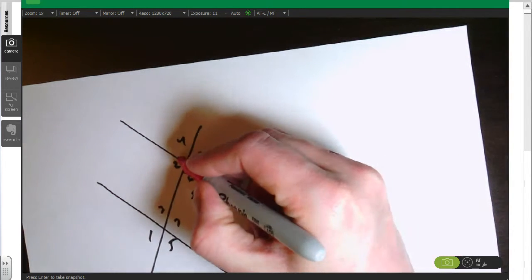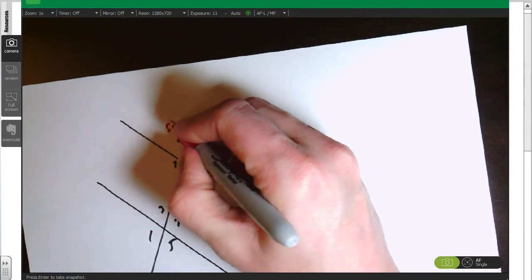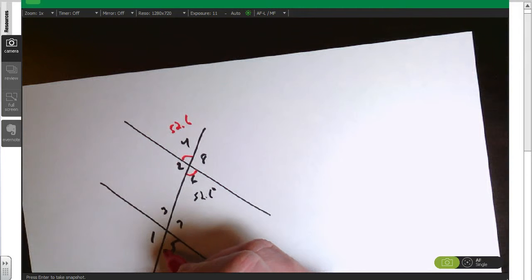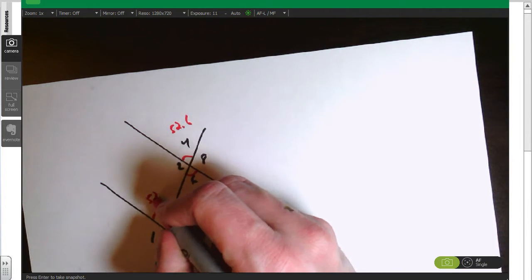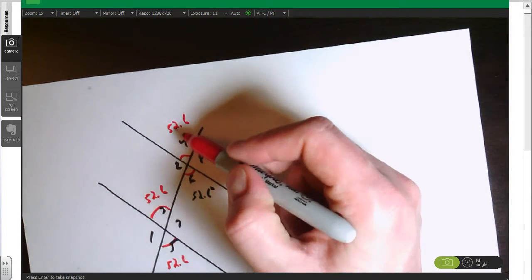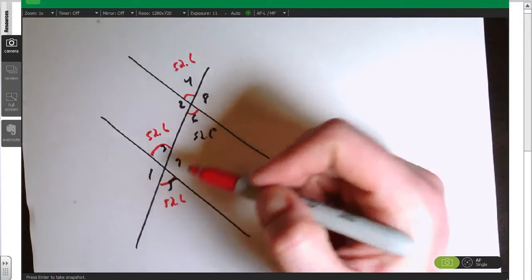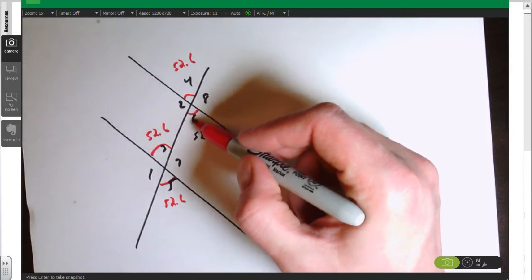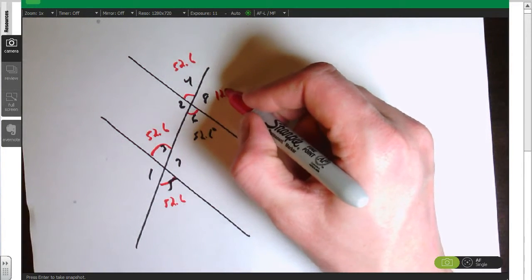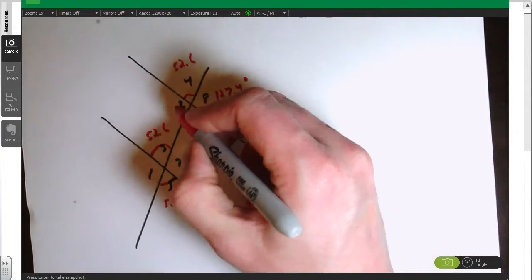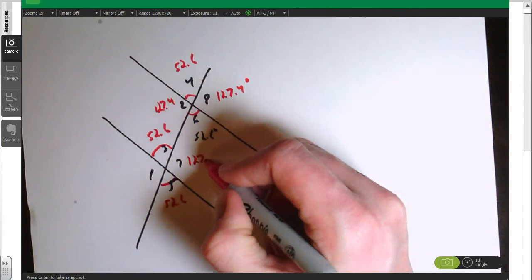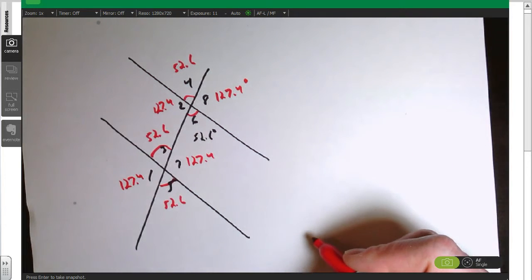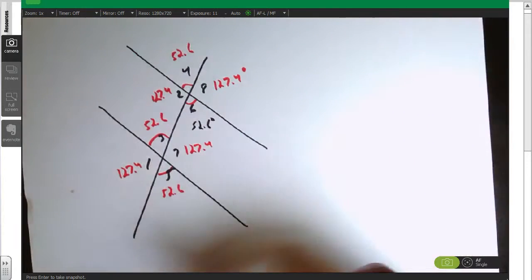Now here's the key to this. Those angles are vertical. So this is also 52.6. And then 6 and 5 are corresponding angles, which means they're also congruent. So 52.6. And 3 is vertical with that one, so it's also 52.6. So I know that this is 52.6, 52.6, and those two are also 52.6. And then 6 and 8 form a line together, so they're going to be supplementary. So this is going to be 127.4 degrees. And then 8 and 2, well, they're vertical angles, so 127.4. And then same thing down here. These are both 127.4. So now you know all your angles, and it's just a matter of filling in what they asked for.